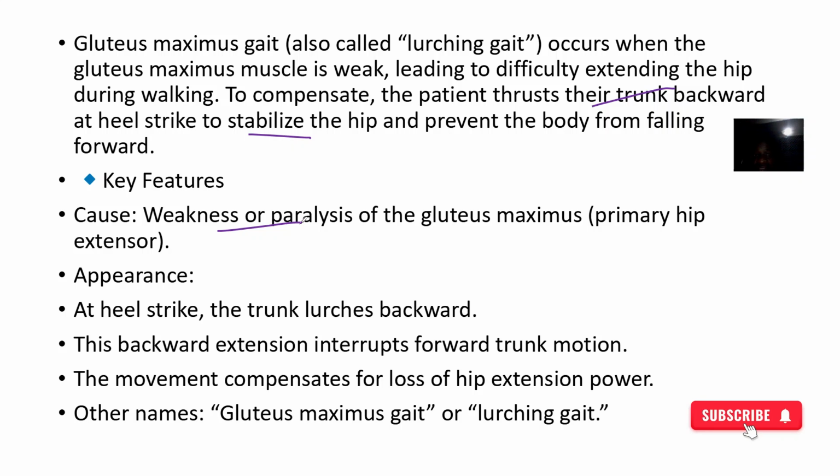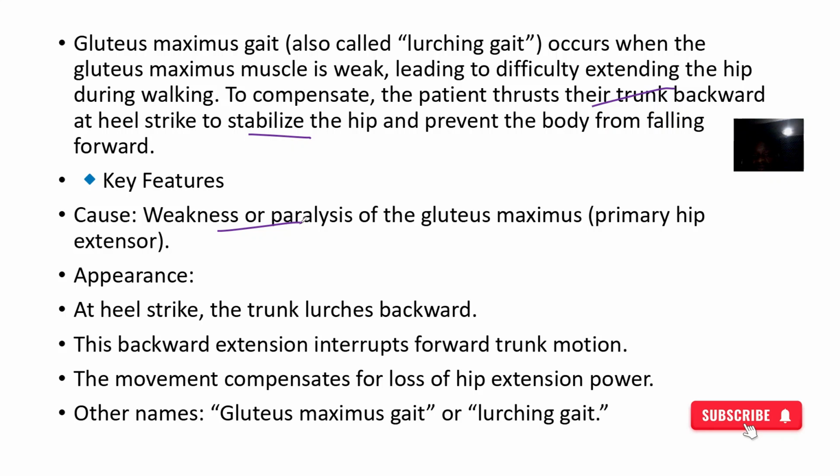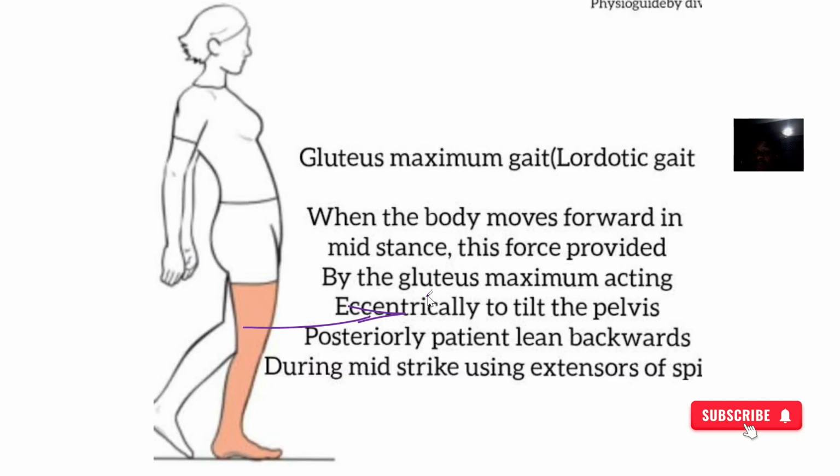Appearance, we have at heel strike, so the trunk locks backward, so this backward extension interrupts forward trunk motion. So the movement is trying to compensate for what is lost. Okay, so Gluteus Maximus gait, lurching gait, and another name that is not really always known is Lordotic Gait.